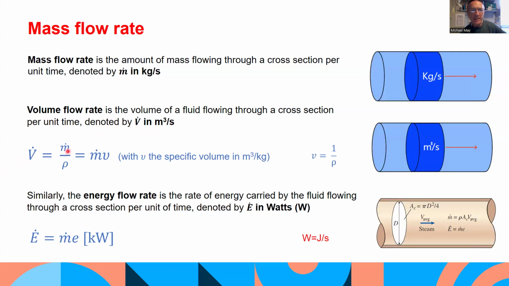And you can see that they are related to each other by density. So if you're given the volumetric flow rate, you can multiply it by density to get m dot and vice versa. But density is the inverse of specific volume. So we can also use specific volume multiplied by m dot to get V dot. If we know the energy per unit mass, we can multiply it by m dot and we can convert joules per kilogram into kilowatts, which is a useful way of expressing energy, as we'll see when we go through a few examples.